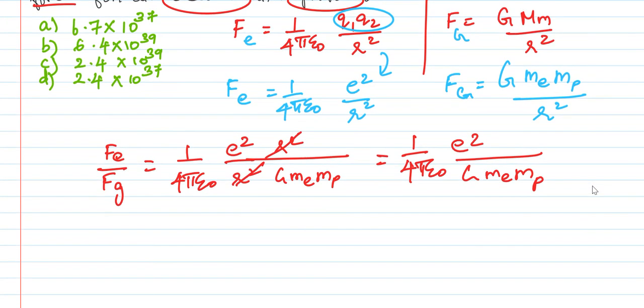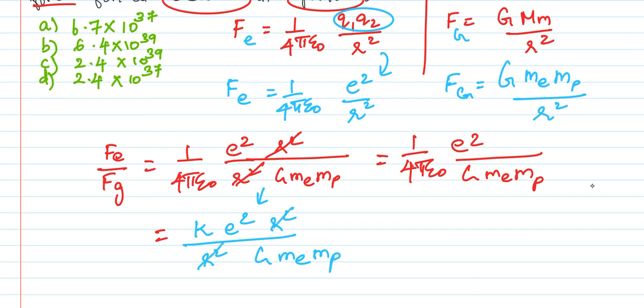Ma'am, how can I retain this 1 by 4 pi epsilon naught? It is also looking like 1 by 4 pi epsilon naught, no, it is also coming in the denominator. Now, if you're having that doubt, don't get confused. The other way around also I will explain. So directly you can write this k into e square, and then it will be written as what? Similarly, the same step I am writing in this manner, so it will reduce your confusion. So r square G me mp, so this and this will get cancelled. So now it is crystal clear: k into e square by G me mp.